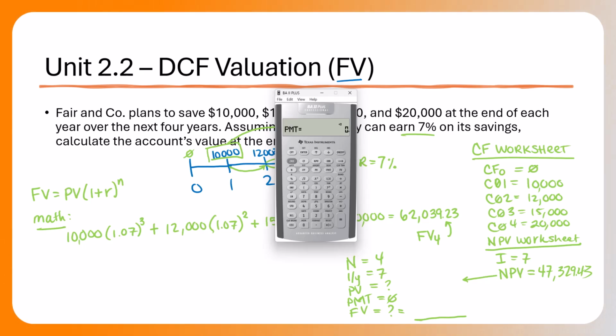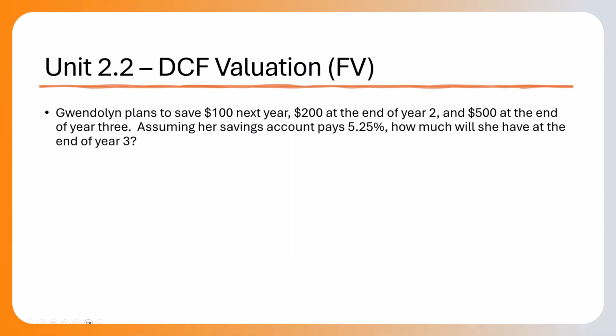All we're doing now is trying to send this thing to the future, to the end of year 4. I could send it anywhere. I could send it to 10 if I wanted to, but in this question, we're asked to find the future value at the end of year 4. Lastly, we will hit compute FV. Look at that. We get the exact same answer, $62,039.23.